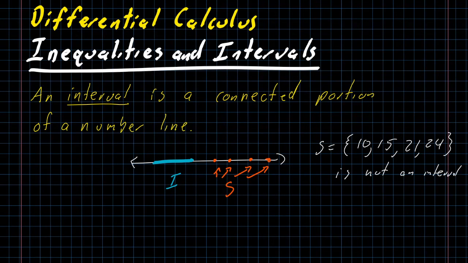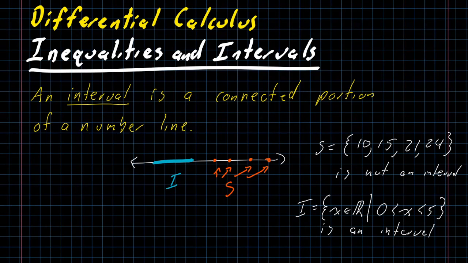I is a region. I can write I using set builder notation. It is the set of all x's in the real numbers such that maybe 0 is less than x is less than 5. Right? It's all of the real numbers inside this region. It is a connected set. It is an interval.